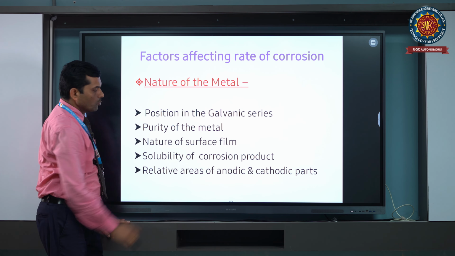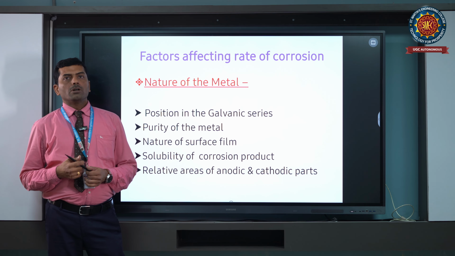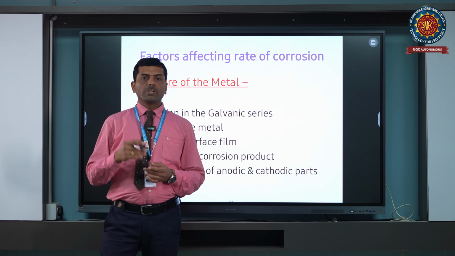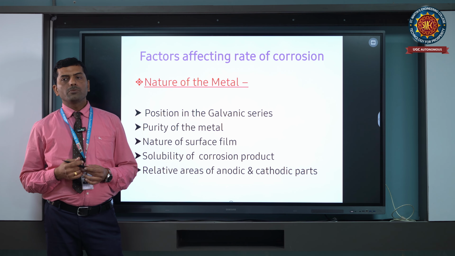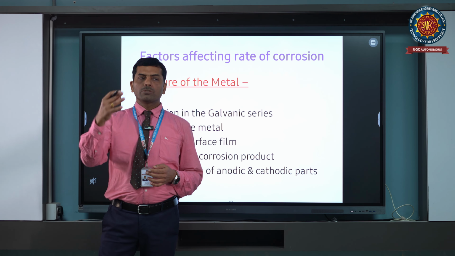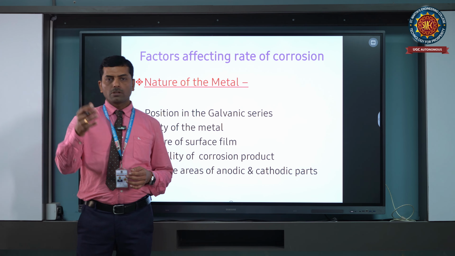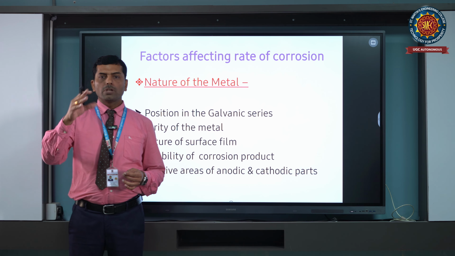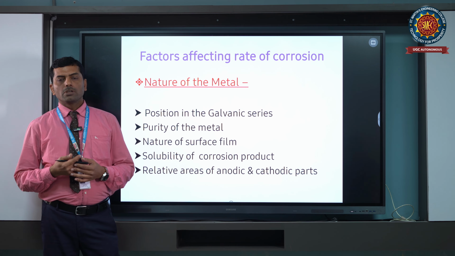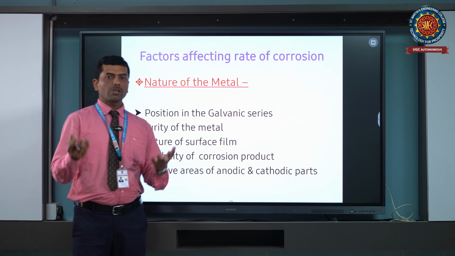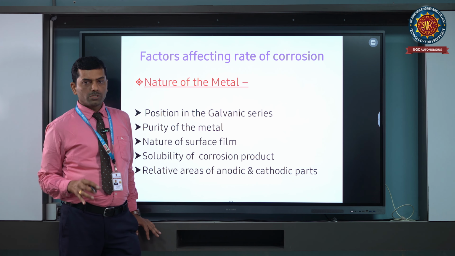Next, solubility of the corrosion product. What is meant by solubility? If I take an example, zinc or lead, when it is placed in the electrolyte sulfuric acid, lead combines with the sulfuric acid and forms lead sulfate. Lead sulfate is definitely insoluble in the corroding medium. So finally, the lead sulfate does not allow further corrosion. In that way, the solubility of the corrosion product also decides the corrosion process.